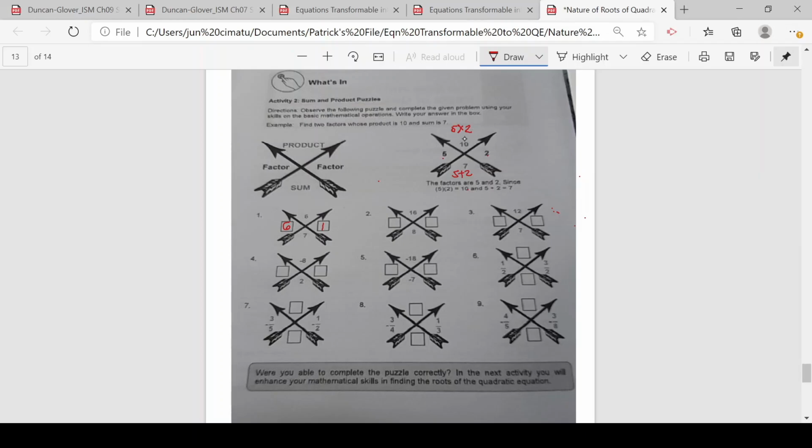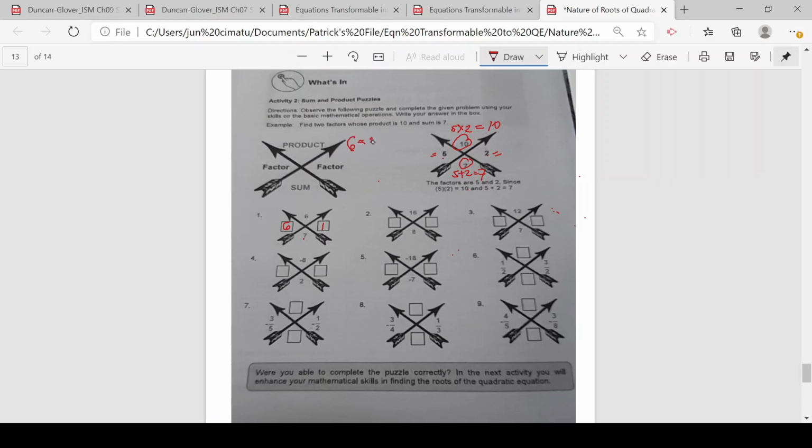So, itong 10 ay product. 5 times 2, 10. Yung 7, sum. Sum ng root. So, ito yung root. 5. So, dito naman, 6. 6 ang product. Sum is 7. So, 6 and 1. O paano yan? Si 6 ay meron lang siyang dalawang root. Tapos marami siyang root. Or marami siyang factor.